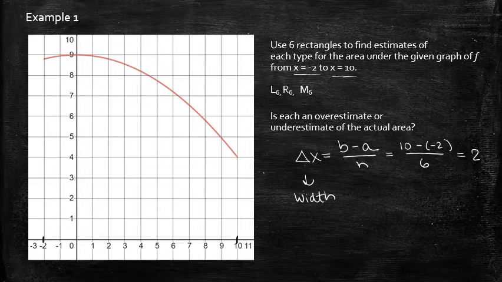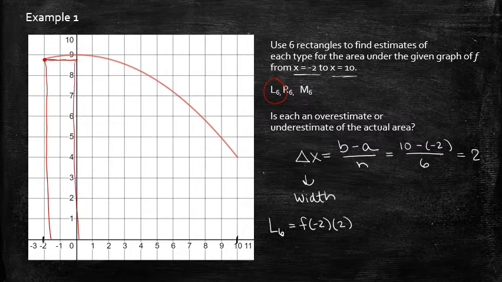Now we're going to need to calculate the height of the rectangles. We're going to start with L sub 6 first, so using the left endpoints. I need to evaluate f of negative 2. That'll be the height of the rectangle, and then I'll multiply that by 2, which is the width of the rectangle. This marking right here is f of negative 2, the height of the rectangle. Multiply it by 2, the width, and that'll be the area of that first rectangle right there.